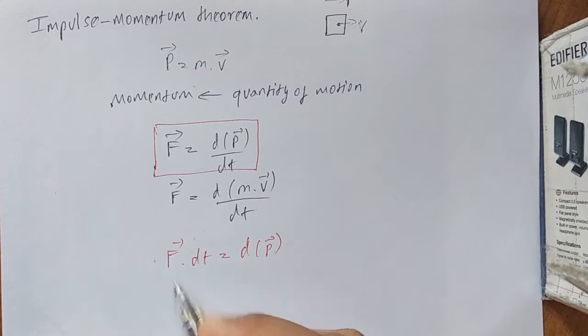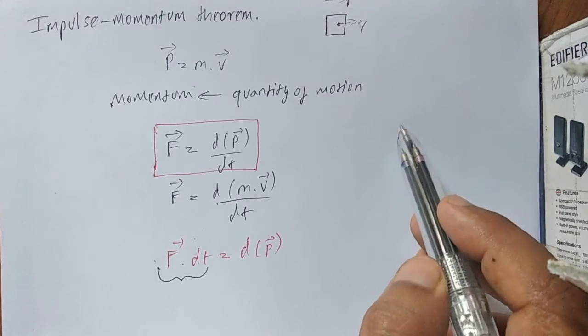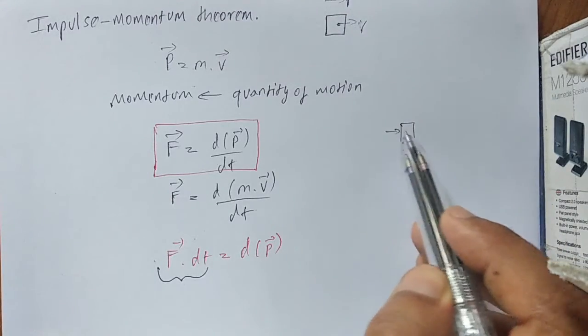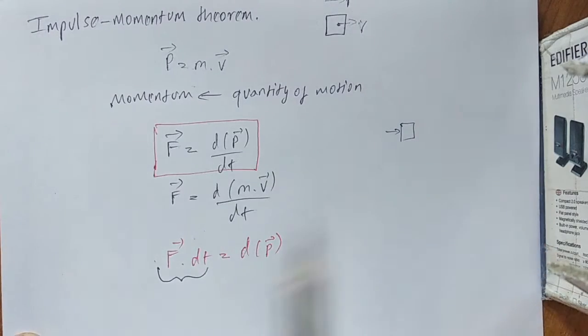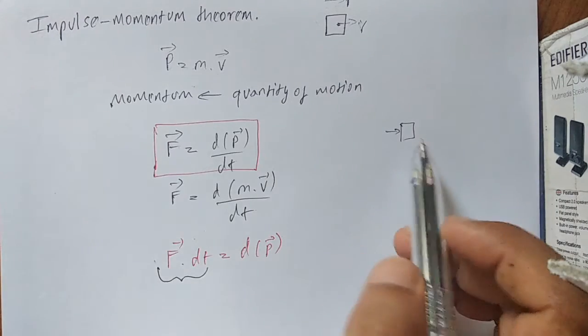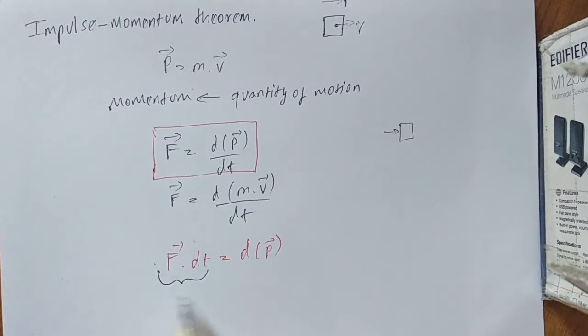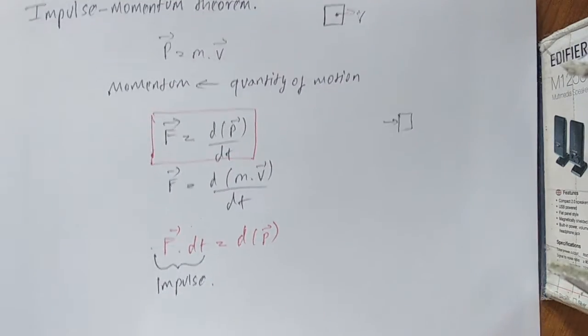Force into small time. If there is an object, and you apply a force for a certain period of time, then that is known as the impulse experienced by that object. Force acting on an object for a certain period of time, that product is nothing but the impulse. Understood. Now we'll try to integrate this equation.